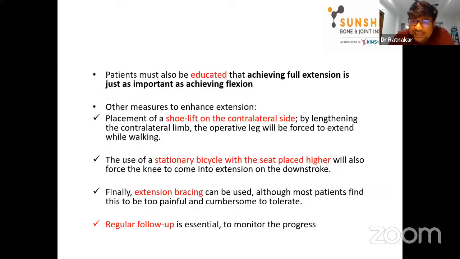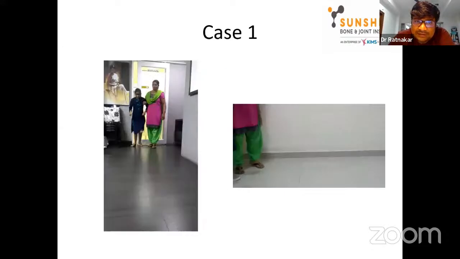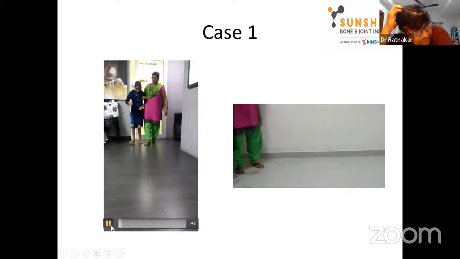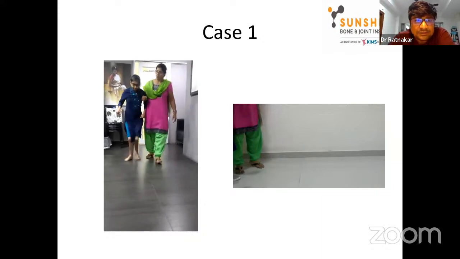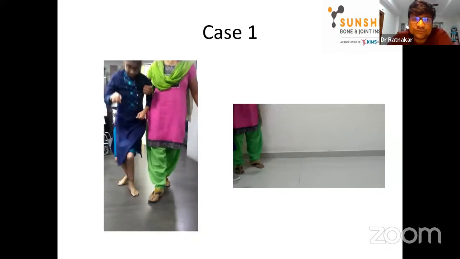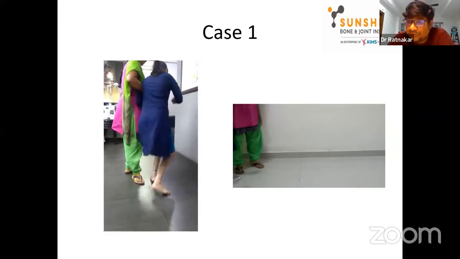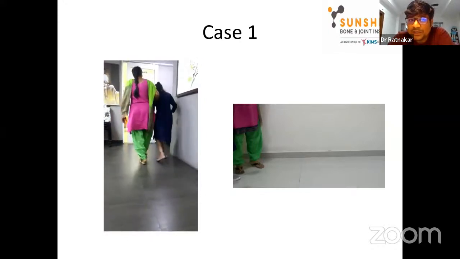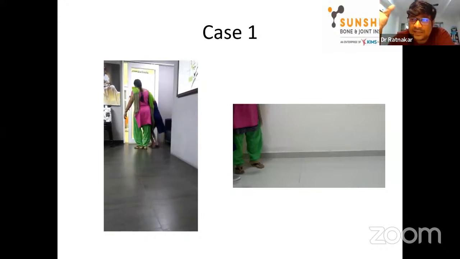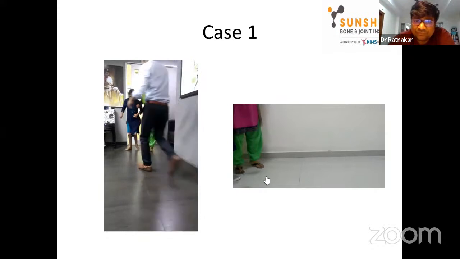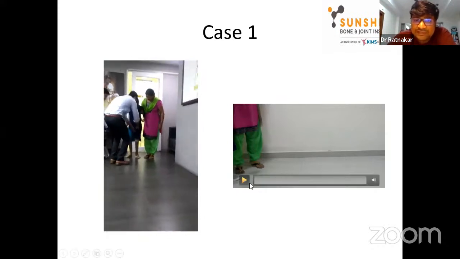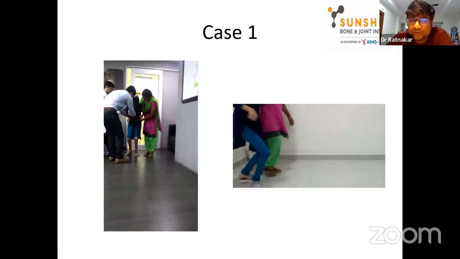After this, I have three cases which were done at Sunshine Hospitals. This is a young lady with juvenile rheumatoid arthritis. She presented at the age of 22 with a severe flexion contracture of both limbs. She also had multiple other deformities in the hand, wrist, thumb and elbow, and neck stiffness. You can see a walking video of this patient.